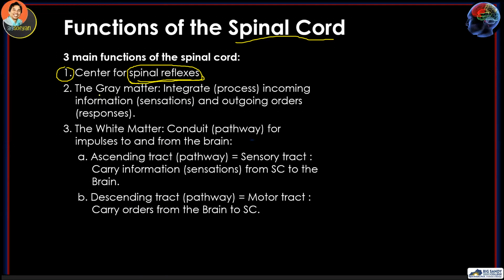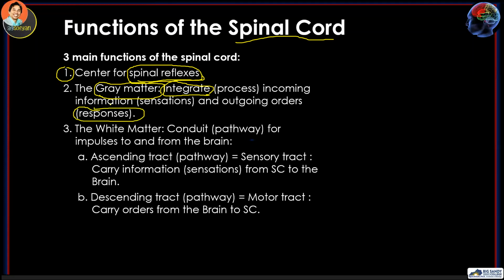Another function: the gray matter, remember, is the processing area. So the spinal cord will process or integrate information from the receptor, and then carry it to the brain. The brain will give the order, and the spinal cord will integrate that order also in the gray matter. And finally, the interneuron in the gray matter of the spinal cord will send the order to the motor neuron. The motor neuron carries the order to the effectors to do the response or action.